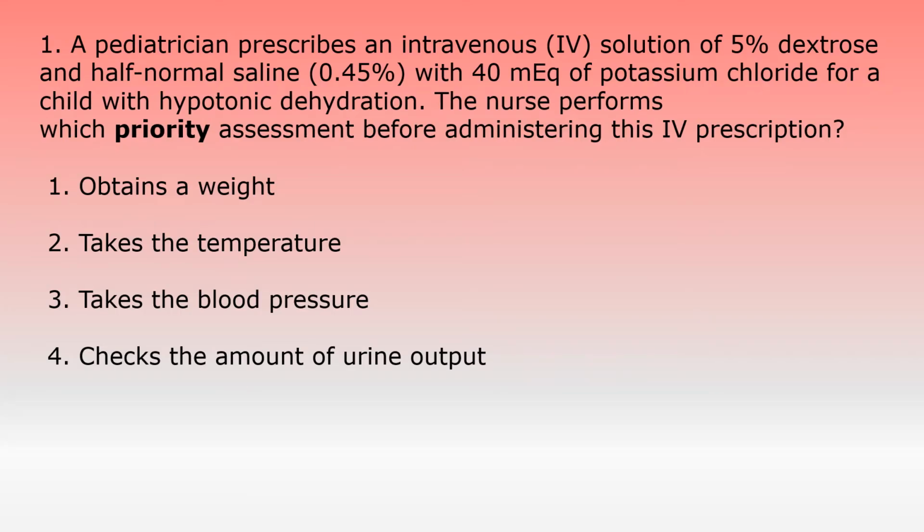1. A pediatrician prescribes an intravenous (IV) solution of 5% dextrose and half normal saline, 0.45%, with 40 mEq of potassium chloride for a child with hypotonic dehydration. The nurse performs which priority assessment before administering this IV prescription? 1. Obtains a weight 2. Takes the temperature 3. Takes the blood pressure 4. Checks the amount of urine output.